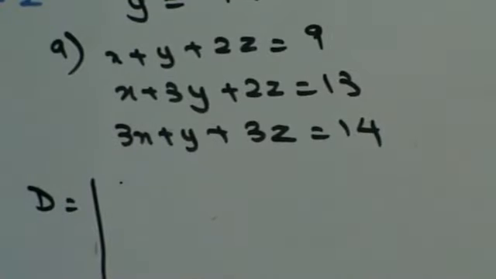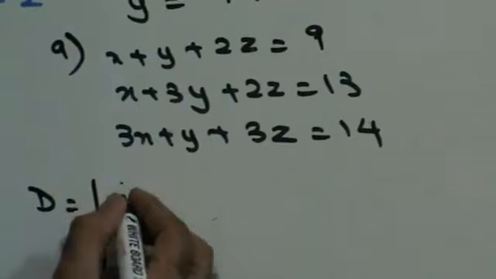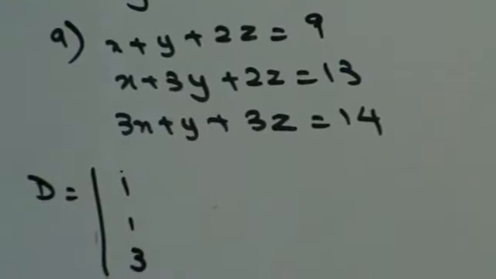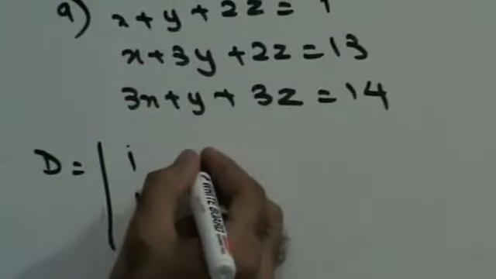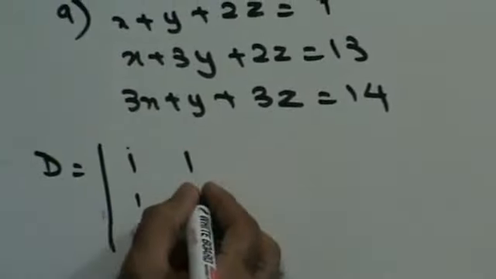Write all the x coefficients one below the other: 1, 1, 3. Write the y coefficients one below the other: 1, 3, 1. The z coefficients one below the other: 2, 2, 3. Right? Now I have already explained to you how to solve a 3 by 3 determinant.